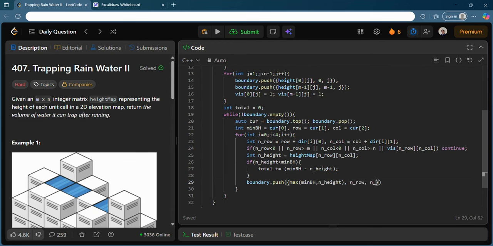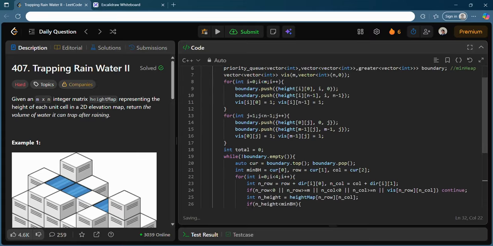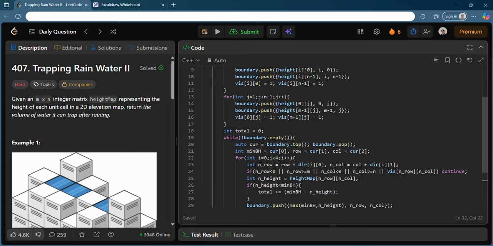Okay, so I have the height with me. I will have the neighbor row. I will also have the neighbor column with me. So yeah, I did push these elements into my priority queue, and this should work fine, I guess. You have also added into your total, and what you want to do is simply return this total.